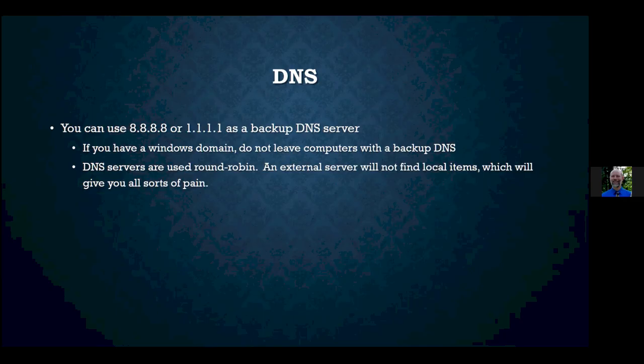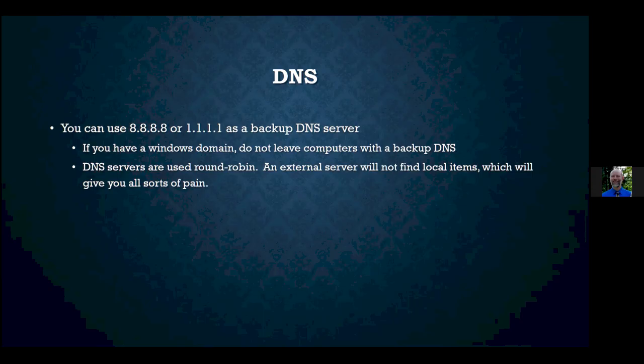So with DNS, a lot of people will use these two, 8.8.8.8 or 1.1.1.1, as a backup DNS server. If you have an Active Directory, you don't want to do that because the Active Directory keeps track of all sorts of things internal to your network. And if you use those as backups, then it uses these in what's called round robin. Round robin is, it uses one DNS server and then it switches to another, and it switches back and forth often.